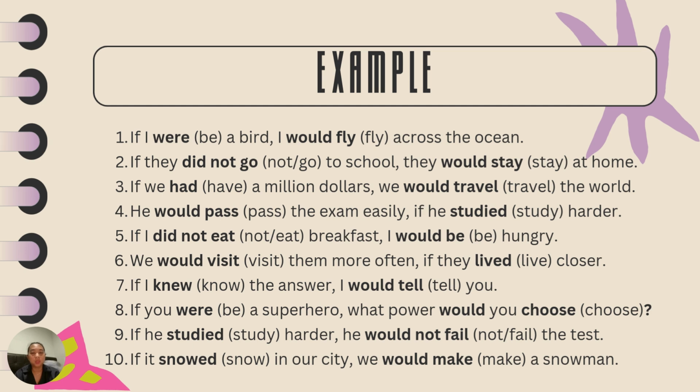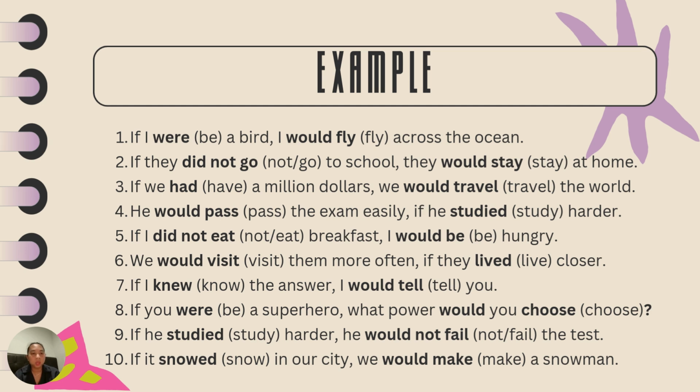Okay? I give you some examples here. One, if I were a bird, I would fly across the ocean. The verb is be. For the condition, if I were a bird, the verb is be. Okay? So, past tense of be, we use were. If I were a bird, I would fly across the ocean. I would fly across the ocean is the result. You use would plus verb one.